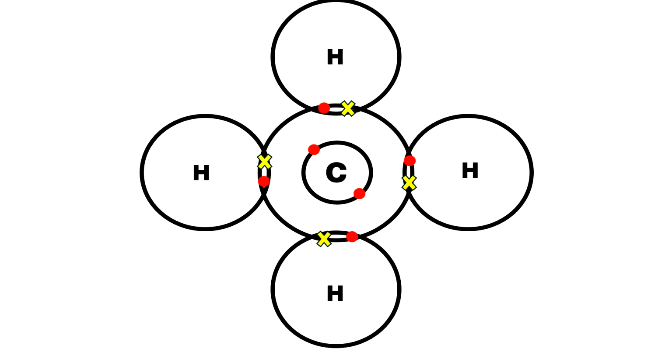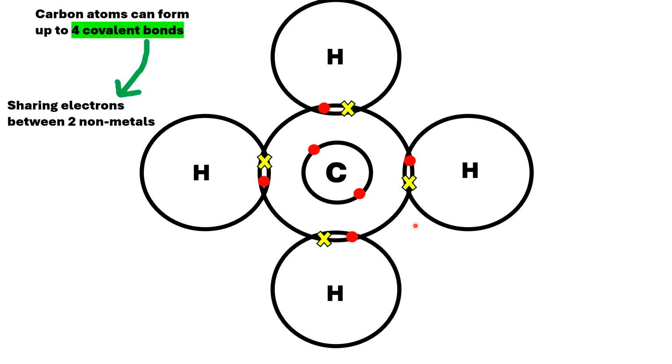If we look at carbon and we do some biochemistry, we'll see that it can form up to 4 covalent bonds. We can see this in methane, CH4. It's formed 4 covalent bonds with the hydrogens. A covalent bond is essentially when you share electrons, as you can see here, between nonmetals. Carbon is not a metal, and neither is hydrogen. So this is why it's a covalent bond.